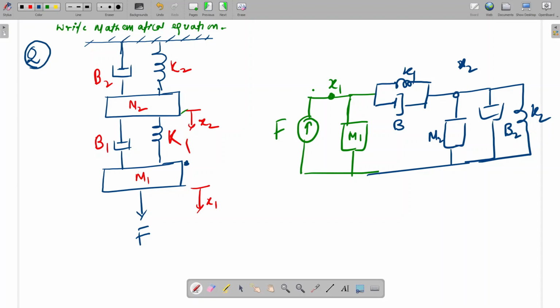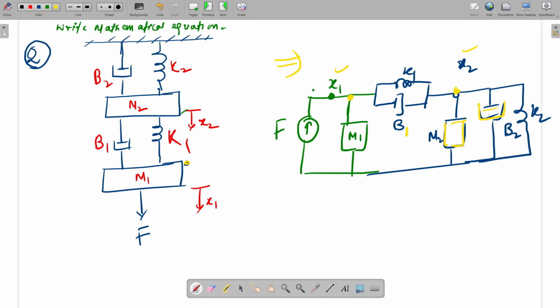Is this circuit clear to all? Is it clear how I have drawn this circuit? Step 1, we put the displacement nodes. So X1 and X2 are displacements. At X1, the force and M1 are connected. Between X1 and X2, this B1 and K1 are connected. After X2, our M2 is connected, and here this B2 is connected, and then K2 is connected. So this is the first step. We should draw this circuit. Is it clear to all? Like this way we should draw the circuit.